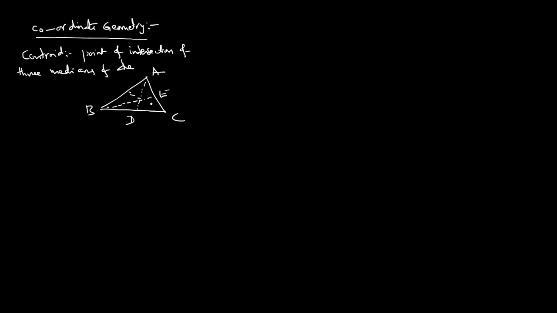D, E, F are the midpoints of the sides BC, CA, AB respectively. These medians intersect at one point that is called G, the centroid. So how to find it? Suppose (x1, y1), (x2, y2), (x3, y3) are given. What is the formula for the centroid? (x1 plus x2 plus x3) by 3, comma, (y1 plus y2 plus y3) by 3.